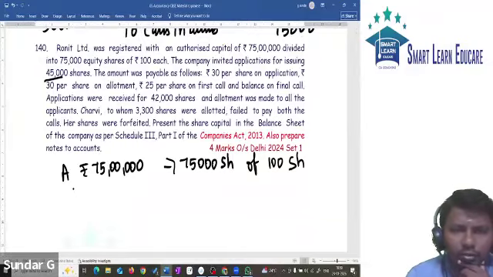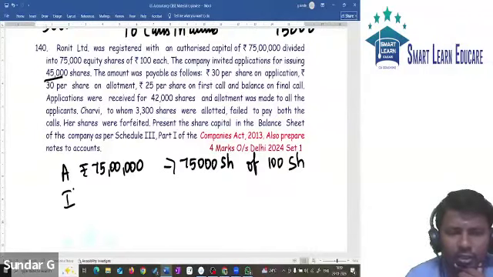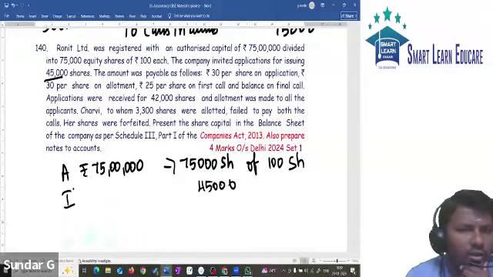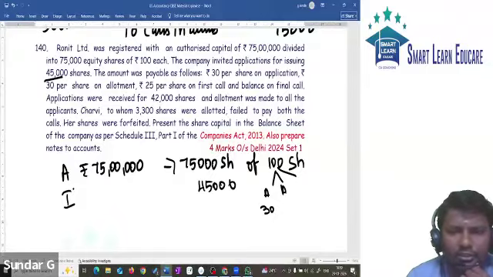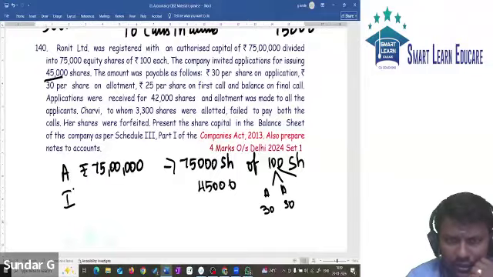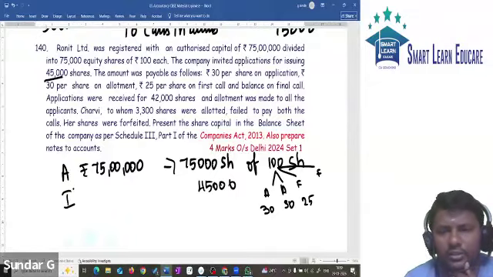And also 45,000, the company invited application. Issued capital is how many shares? Question given, it is 45,000 shares. And what is the share price? 100 is the breakup: application 30, allotment 30, first call 25, and balance on final call, final call it is 15.